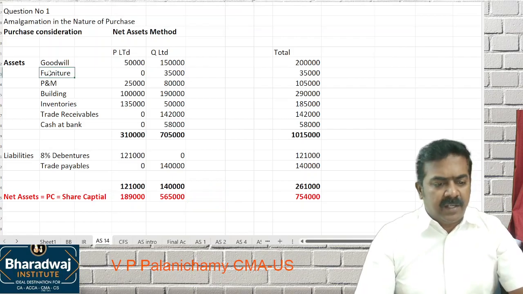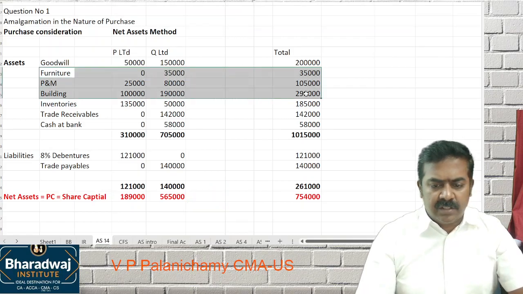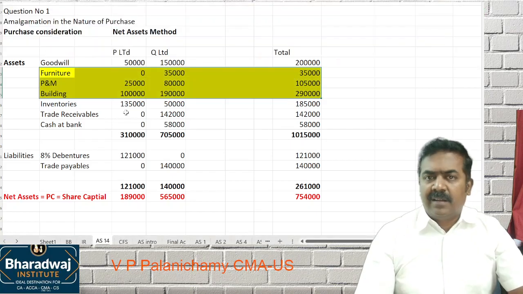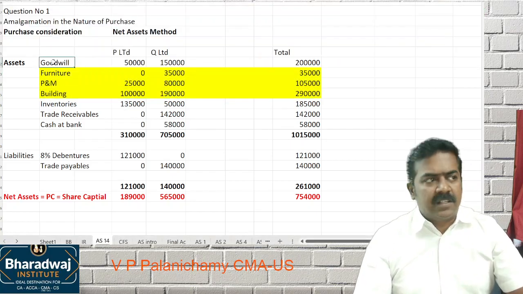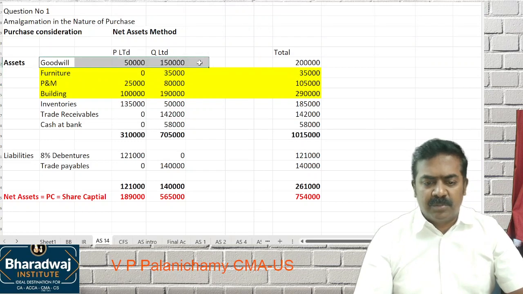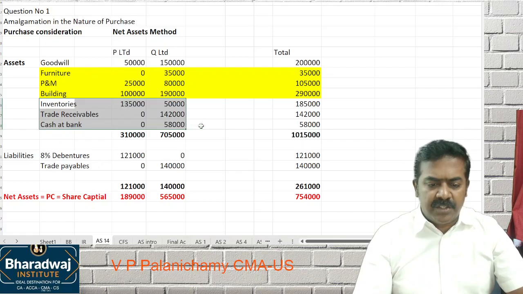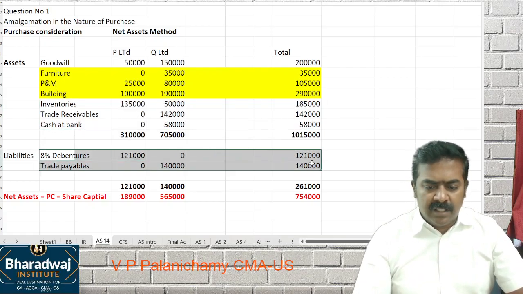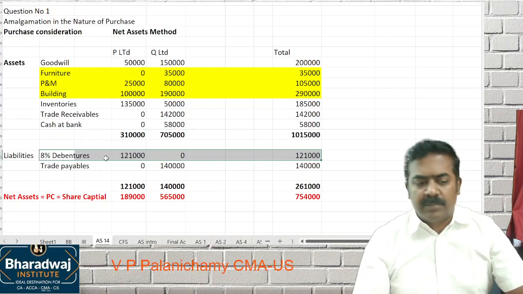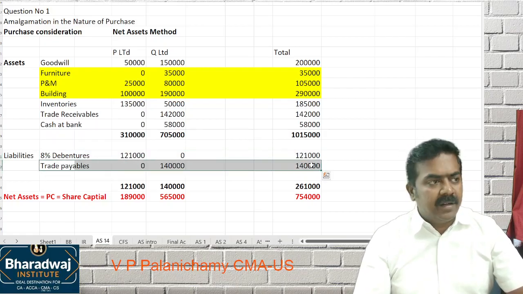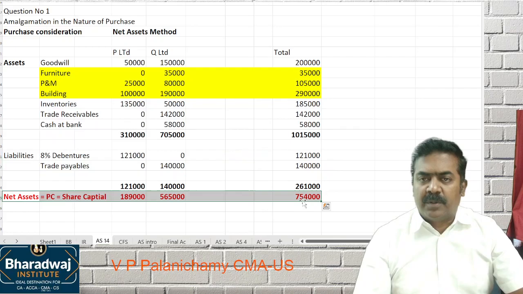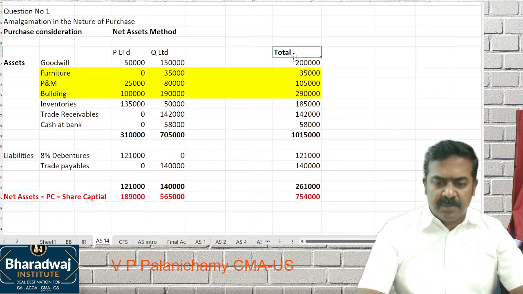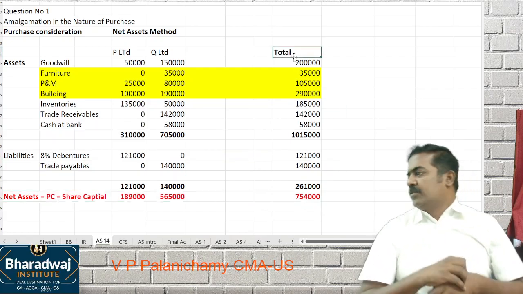So when you prepare balance sheet, this furniture, building, plant and machinery will come as which one? Tangible assets. Non-current asset, PPE. Goodwill will come under which one? Intangible assets. Inventory, trade receivable, cash and bank balance will come as which one? Current assets. Then debentures will come under which one? Long-term borrowings. Trade payable will come under current liabilities. Of course, this will become which one? Share capital. The examination, they expect you to prepare the balance sheet. So please do that fully.